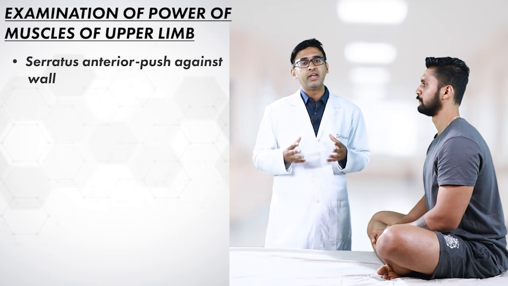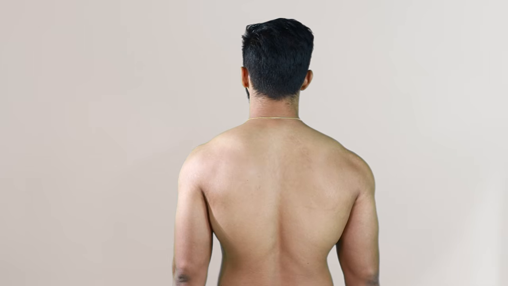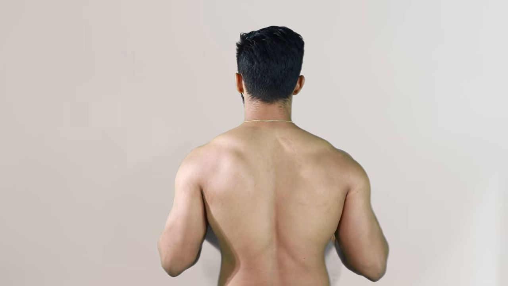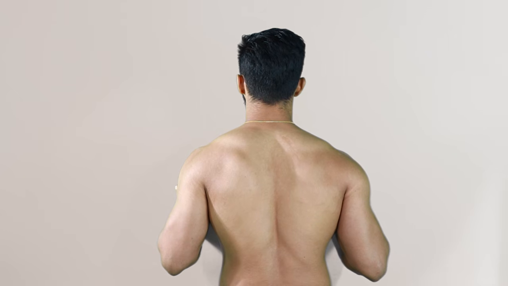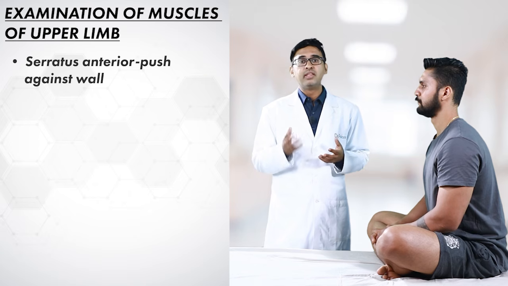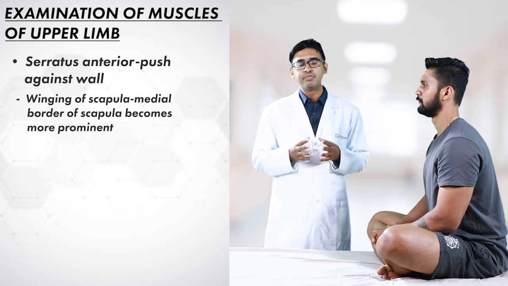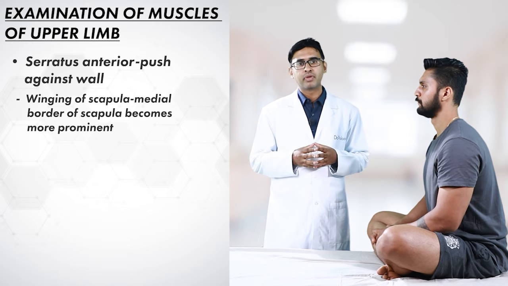The serratus anterior is tested by asking the patient to push against a wall. In a patient who's got a weak serratus anterior, there will be winging of the scapula, which means the medial border of the scapula will become more prominent.